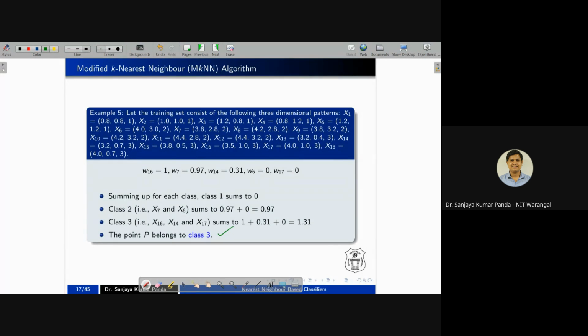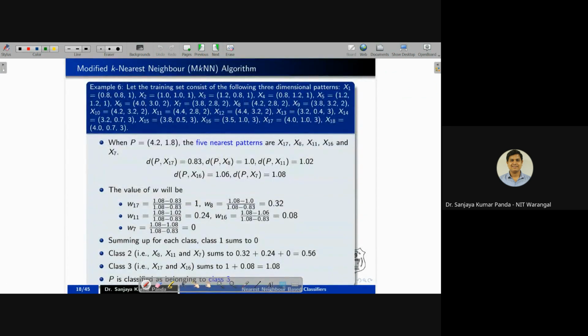Okay, if it is clear to you, now you can do one thing. Instead of P equal to 3, 2 that I took in the previous one, if I take another value, let the value of P be 4.2 and 1.8, as in another example. Can you calculate the weight value? First you calculate the distance. In distance, you got that these are the 5 nearest patterns: X17, X8, X11, X16, and X7. And I ordered them in increasing order. So P, X17, X8, X11, X16, and X7.